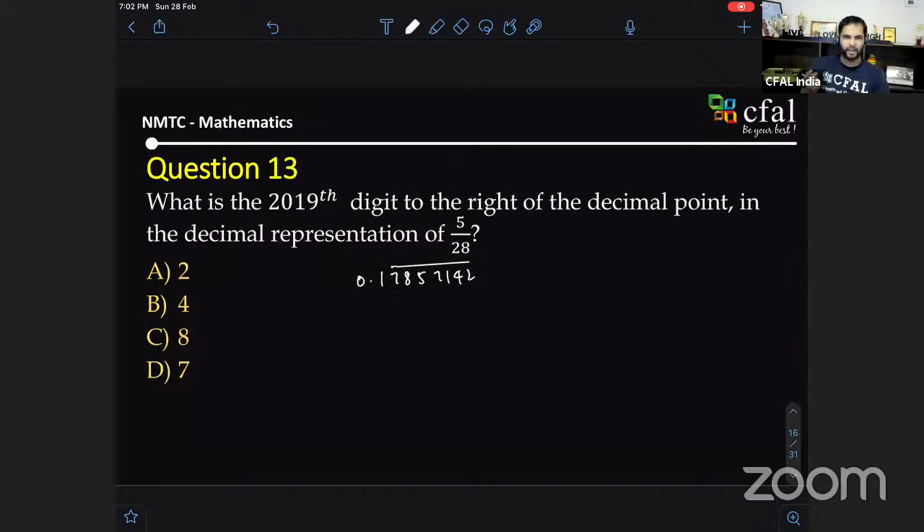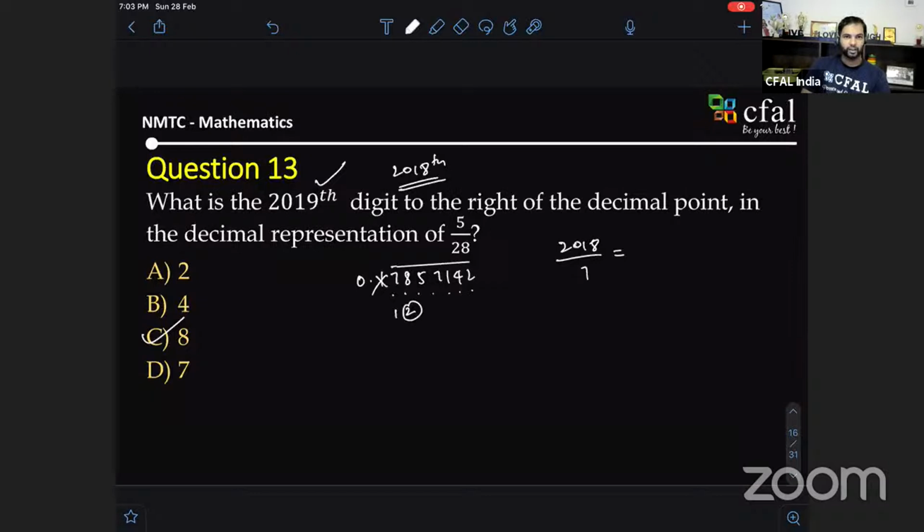Now we have established a pattern. All you have to figure out is what the 2019th digit is. If I ignore this 1, now I'm interested in the 2018th digit. Again, how many numbers are there in the recurring part? 1, 2, 3, 4, 5, 6, 7. So divide by 7. The remainder is 2. This is remainder 1, this is remainder 2. So the answer should be 8.